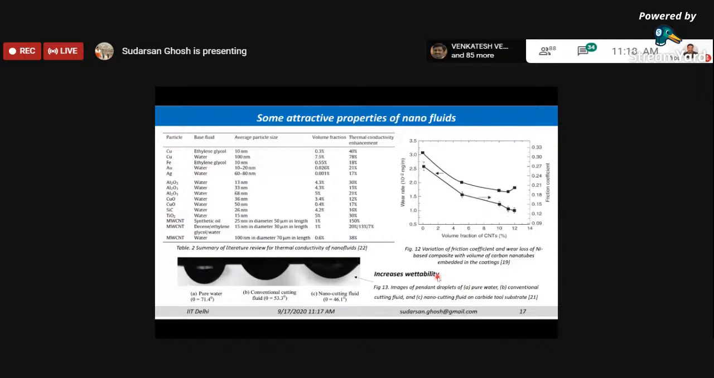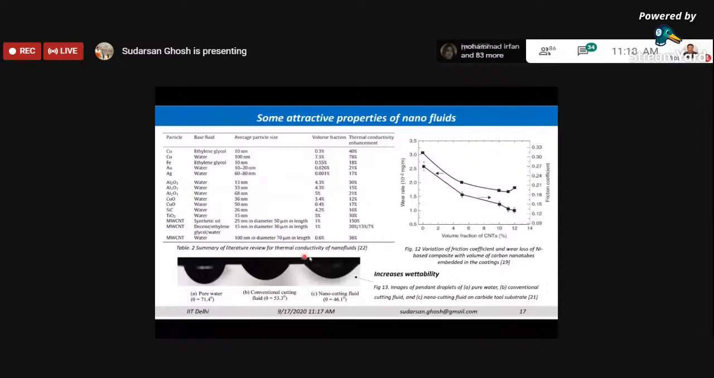Now, other than these properties, we have done the pendant drop test to find out the wettability of the fluids developed. So what do we mean by wettability? If you see this particular figure, where I am pointing my laser pointer, this is the surface, which is basically the carbide tool substrate.